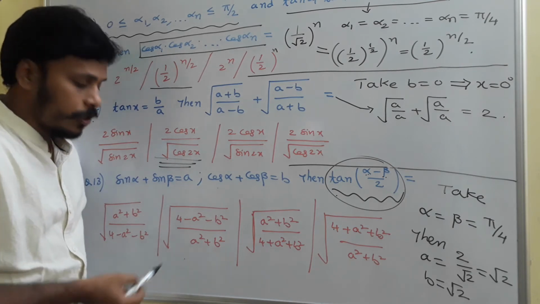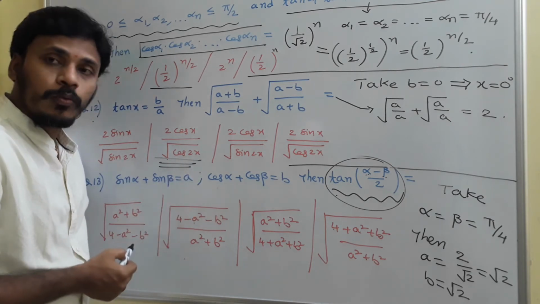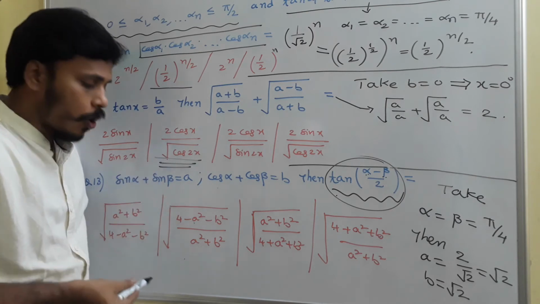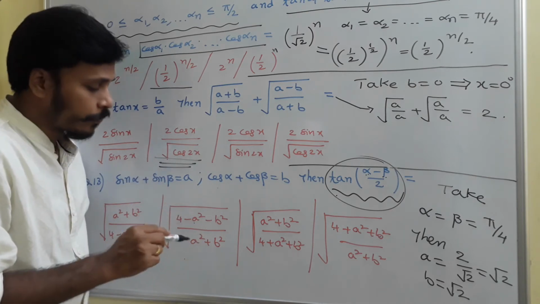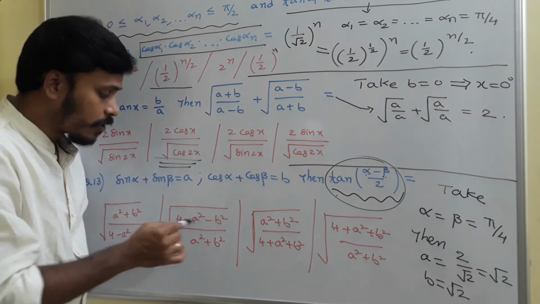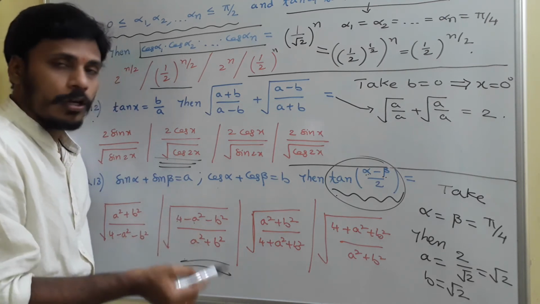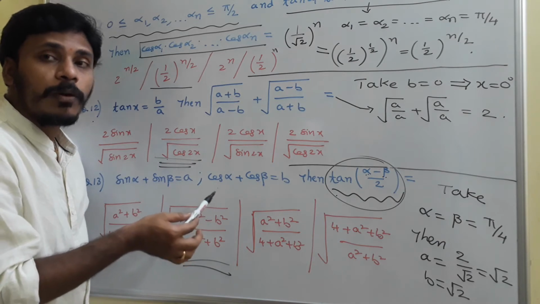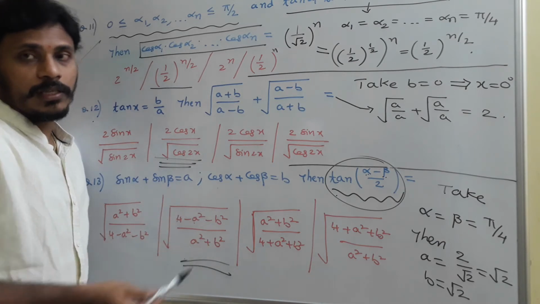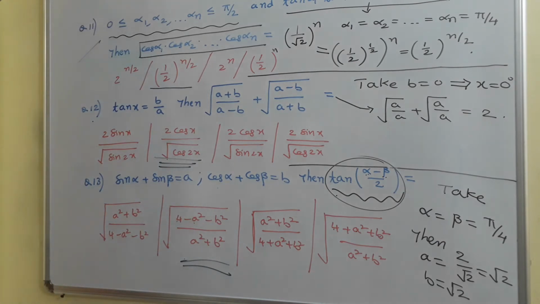If you look at this option, a is what? Root 2. Its square is 2. Okay. b is what? Root 2. Its square is 2. So on simplification, this second option gives us 0. And again, this is your choice. So this is the objective approach of solving the problems. Okay. Just have a look. I will give you the next two.